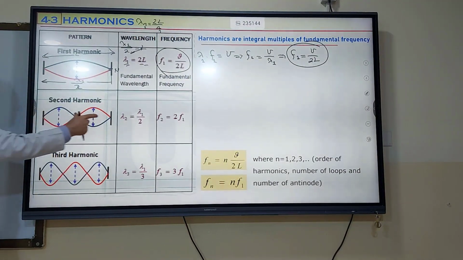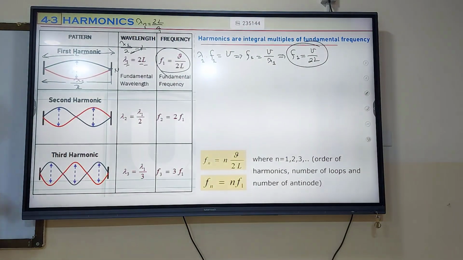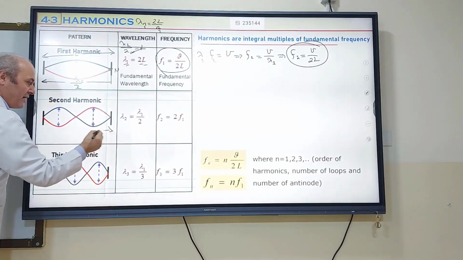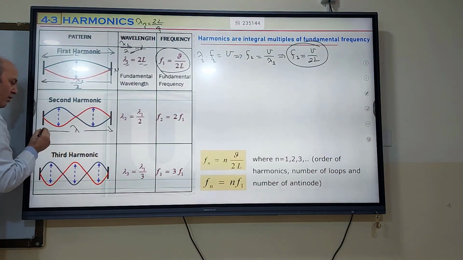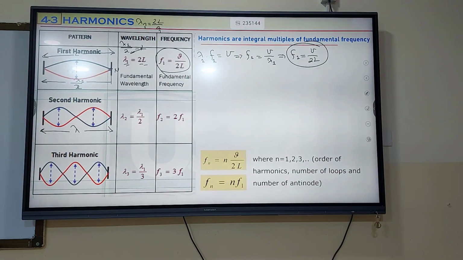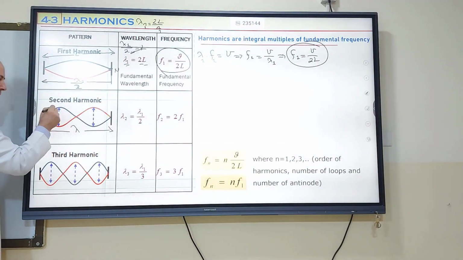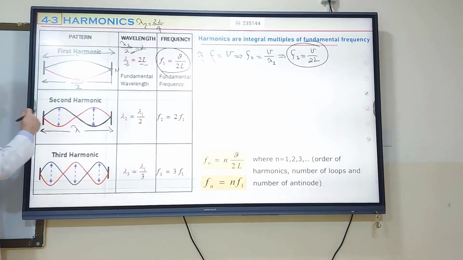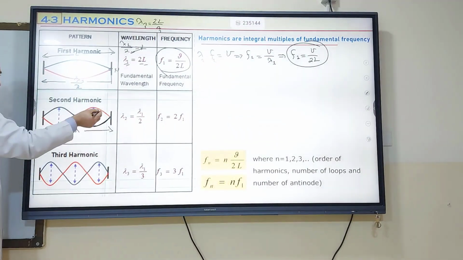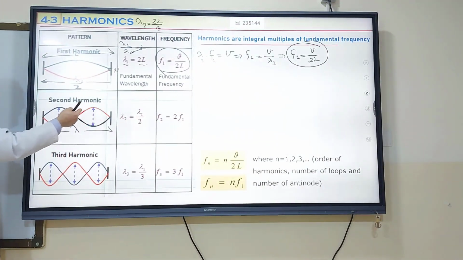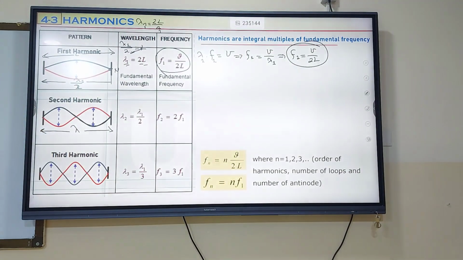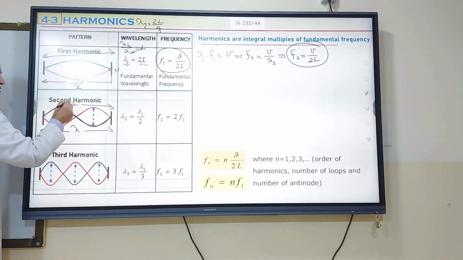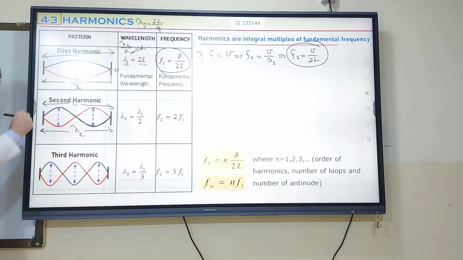How many loops are there? 2 loops. Each loop is lambda over 2. Half lambda plus half lambda, 1 lambda. So from here to there, this is 1 lambda. Also, it makes like one wave. Look at this. 1 pulse up, 1 pulse down. What is this length? 1 wavelength from here to there. Or for red, you can do for red as well. 1 pulse up, 1 pulse down. It's 1 lambda. So in the second harmonic of the string fixed at both ends, the length of the string is equal to lambda 2.